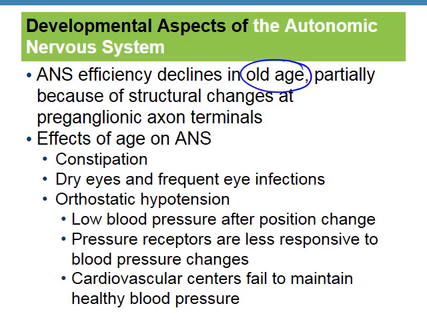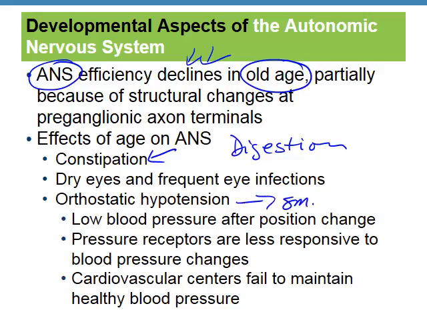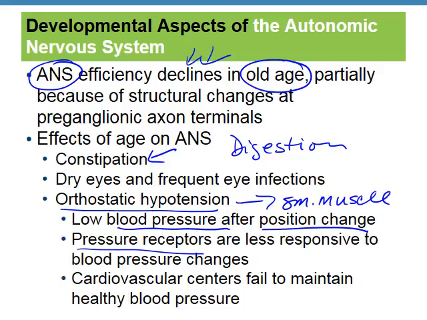Again, we keep seeing this over and over again. As we age, we see a decline in activity. So in the autonomic nervous system, that would have something to do with digestion, in this case, constipation. You could also see something with smooth muscle. We're going to see orthostatic hypotension, or low blood pressure after changing positions. You might know an elderly person who, when they are in a sitting position and they stand up, might feel a little dizzy or lightheaded. That has to do with pressure receptors that are less responsive to blood pressure changes. And then you can also have cardiovascular centers that are not able to maintain a healthy blood pressure.